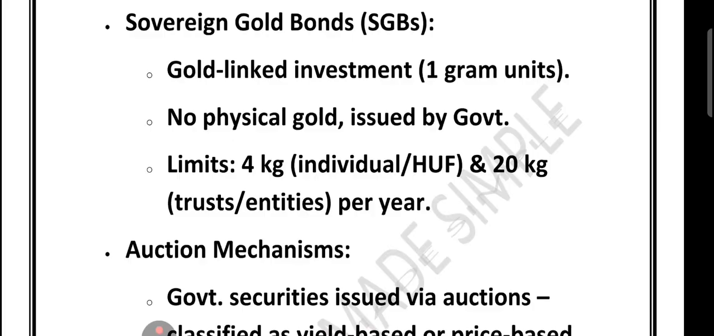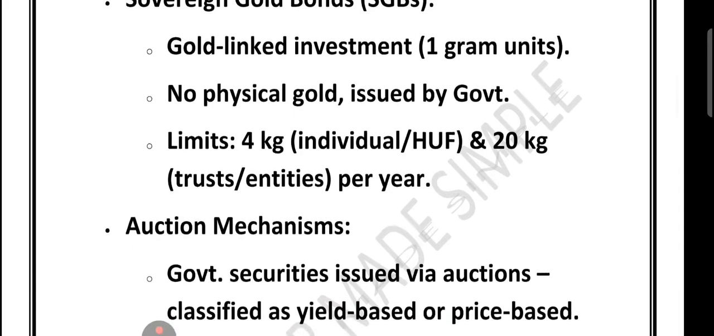Another popular instrument is the SGB, that is called sovereign gold bond. It is a gold linked instrument issued by the government but without holding physical gold. Each bond represents 1 gram of gold. An investor can buy up to 4 kg per year for individual and for HUF, while trust and entity can invest up to 20 kg per year. It's a great way to invest in gold without worrying about the storage or purity.